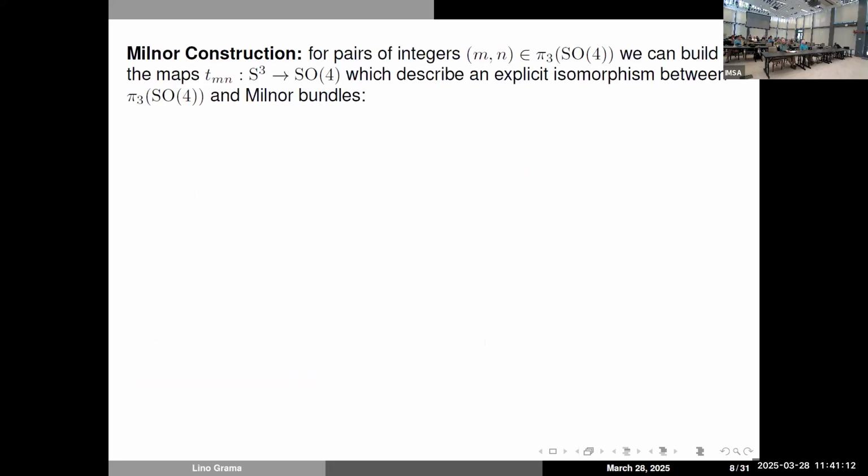And very quickly, let's recall the Milnor construction of the exotic sphere. We start with a pair of integers, m and n, and build these maps from S3 to SO(4). This will describe explicitly the isomorphism between pi_3 of SO(4) and the Milnor bundles. We start with v, a quaternion, and then we consider this conjugation with the exponents m and n, and this takes values in SO(4), and you apply it to some vector v. This is a linear transformation, an element in SO(4), and this represents an element in pi_3 of SO(4).